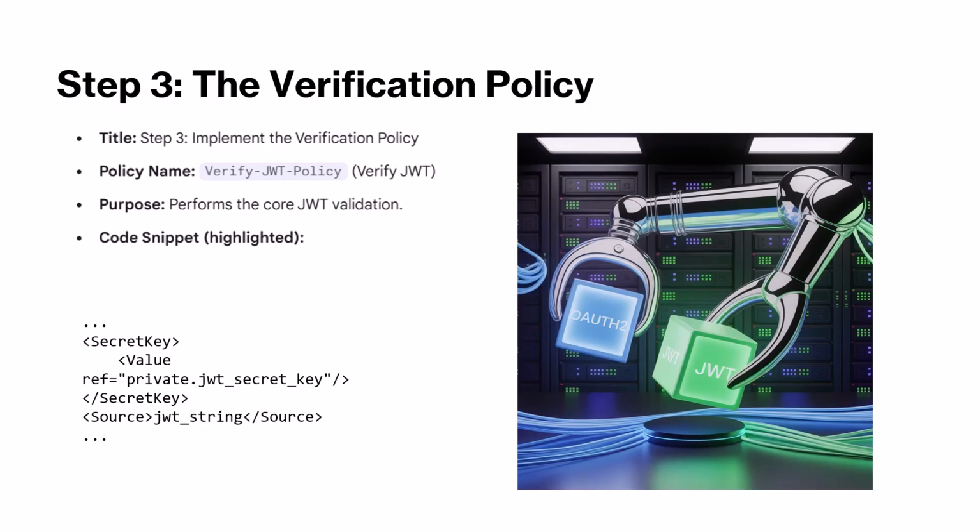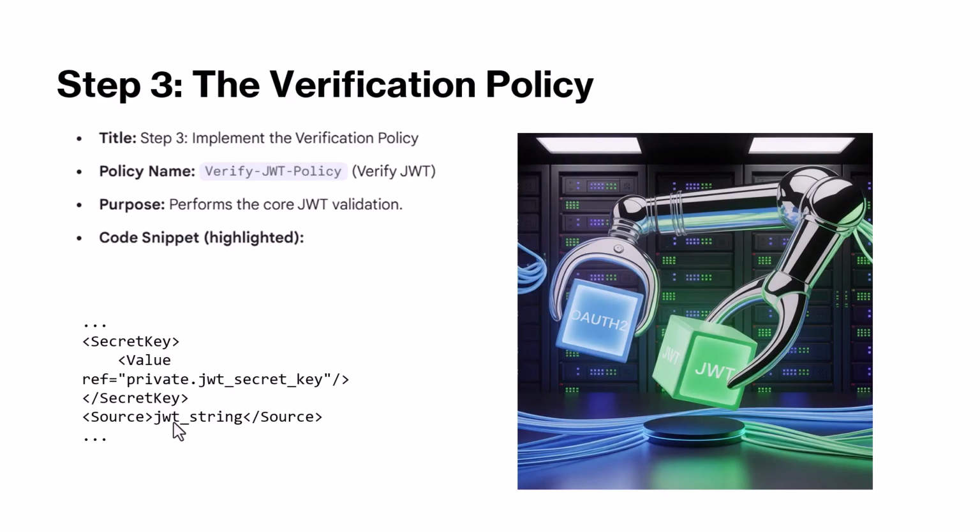So again, we'll click the plus step right after the first policy and select Verify JWT policy. Now this configuration here is very clean. For the secret key, we don't hard code a value. Instead, we use the ref attribute, ref here, private.jwt secret key variable we created a moment ago in the previous slide. And for the source of the token, we pointed directly to our JWT string variable. This is the source of this token, which contains the pure extracted token. This ensures the policy only sees the data it needs to see.